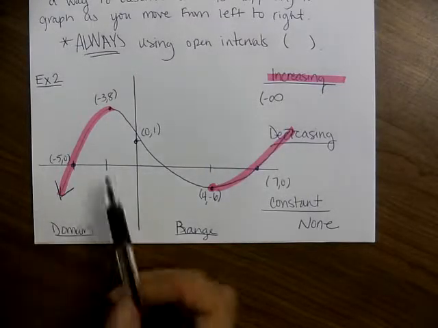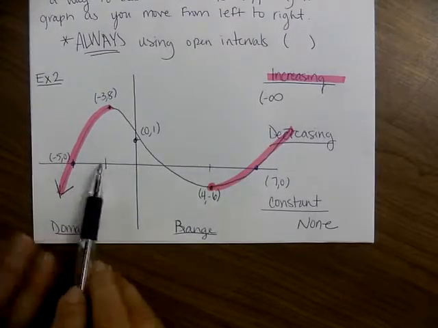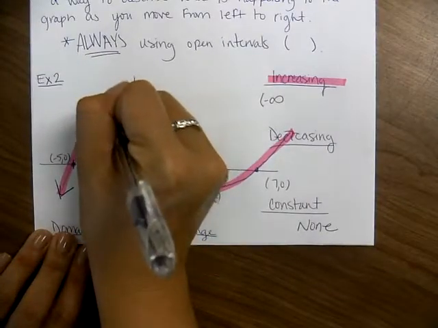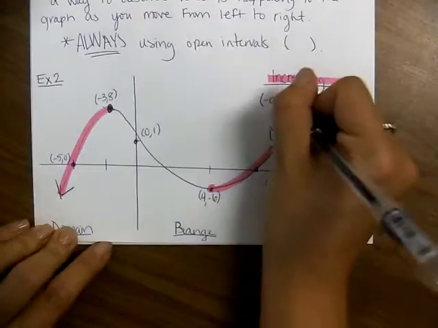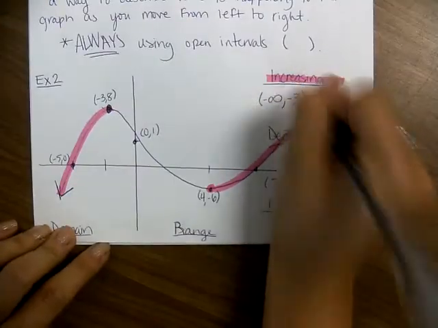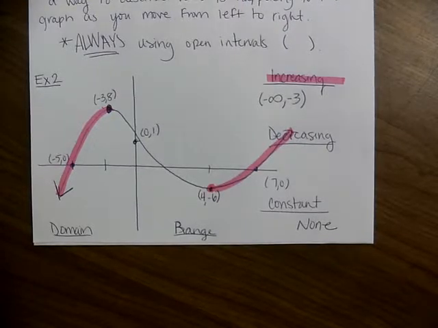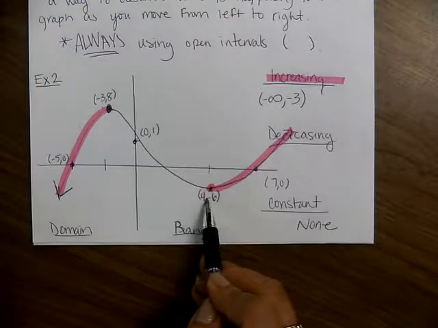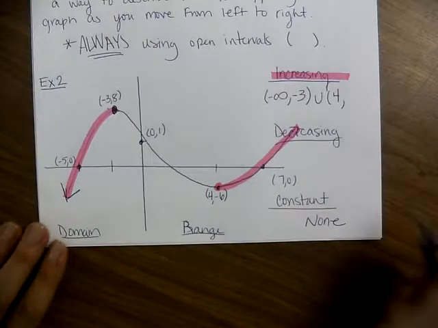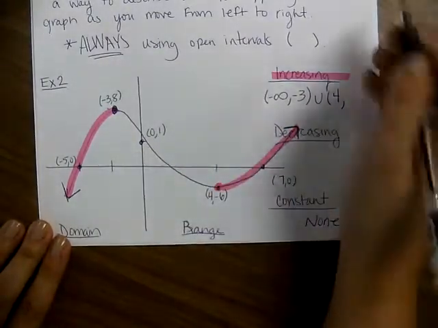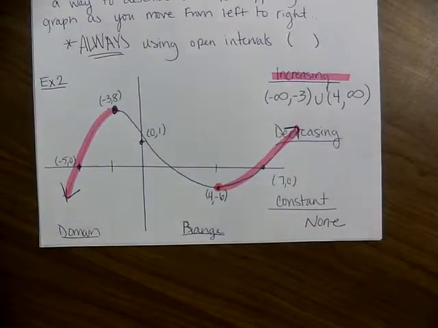Now, moving along to the left, do you agree that it stops increasing at this point? So that x value is negative 3, and it gets a parenthesis. So you always use parentheses with this. Then it starts back up here at 4. So now this is going to be in union with 4. And then what do we go to? Positive infinity.